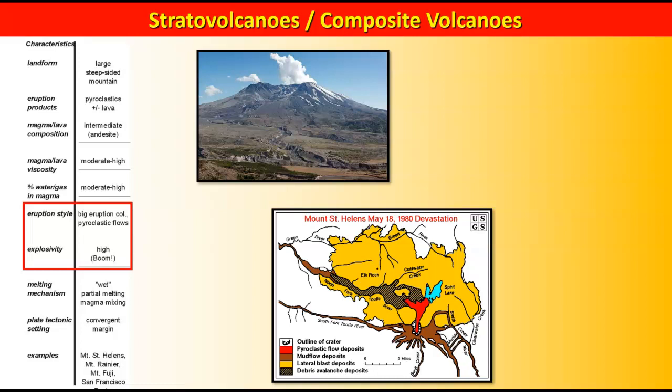But in addition, it has what are called pyroclastic flows. These are just hot ash and material that run down the side of the volcano. Those can go for miles. We've got what are called lahars. These are mud flows initiated by a volcanic eruption. They race down the sides of the volcanoes and find streams and can travel very far.